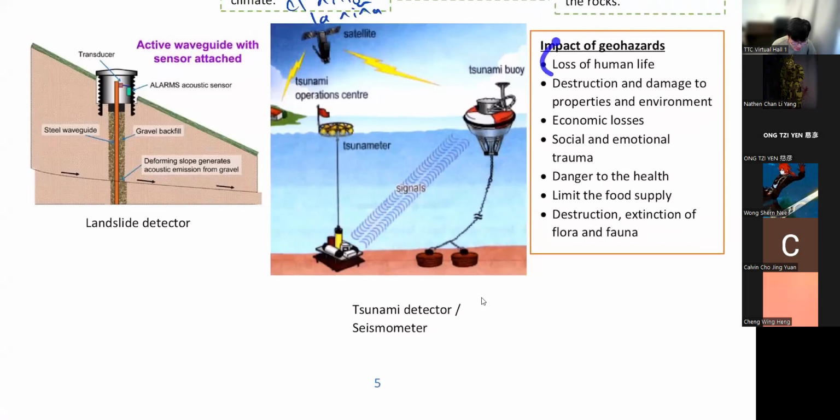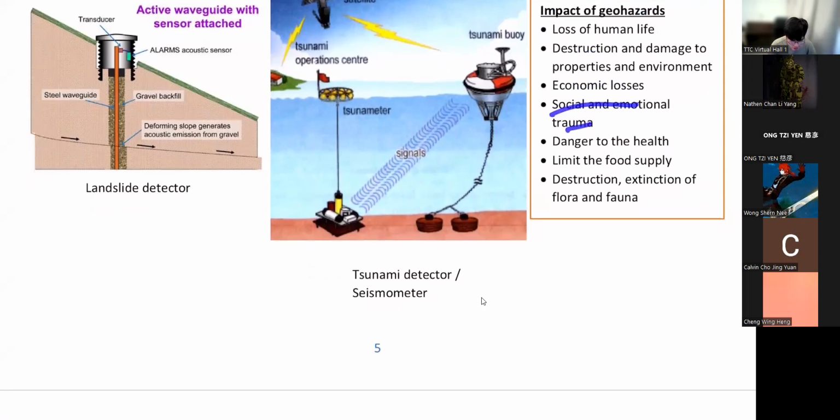So what are the impacts of geohazards? Loss of human life, you die; destruction; economic loss; social and emotional trauma; danger to your health; limited food supply. Like in Haiti, a country near America. After the disaster, they couldn't recover and had a food shortage problem. Like an apartment, Chile or Panama? I think so, I forgot. Anyway, basically destruction.